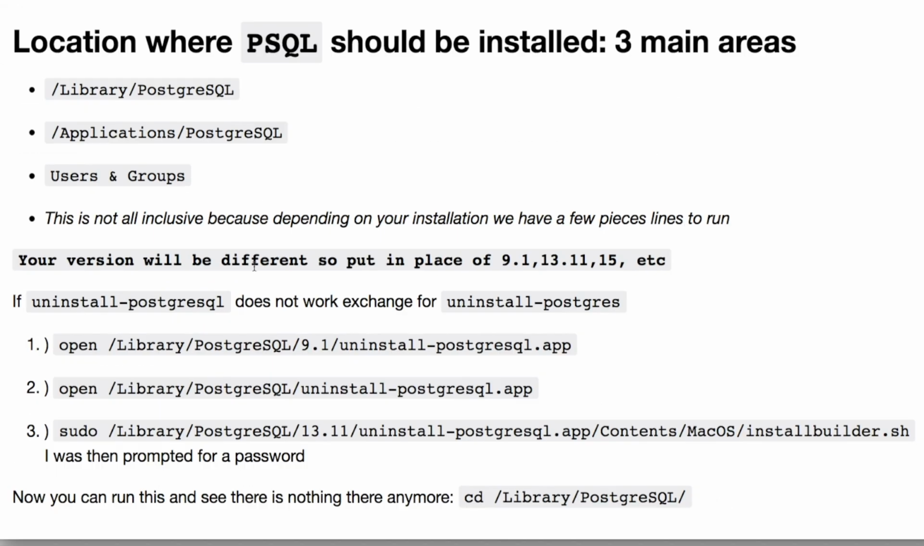In general, you'll have three main areas Postgres is installing in. You have the library folder, you have your applications, and you also have the users and groups. The applications will deal with your GUI section. This will deal with your user information, and this is a bunch of the files that are just getting installed to help the stuff run.